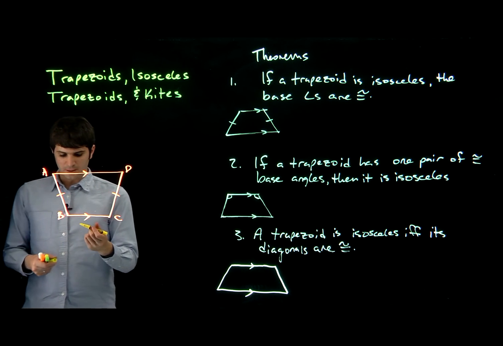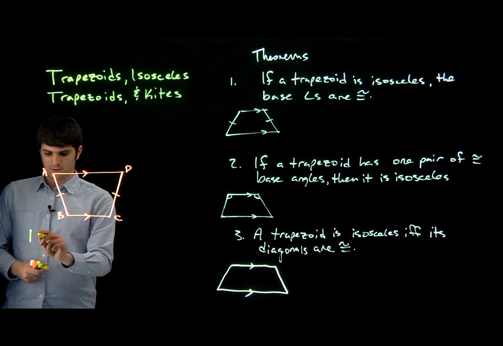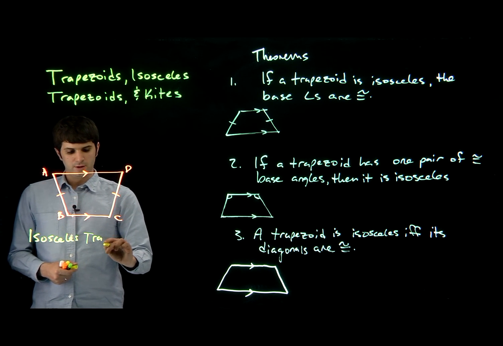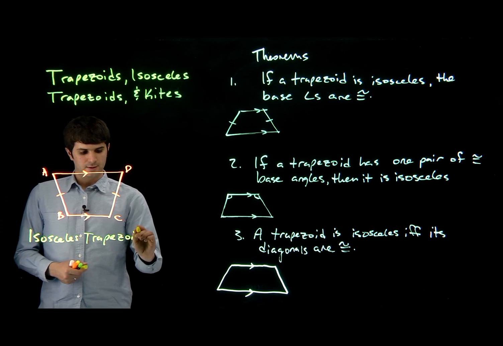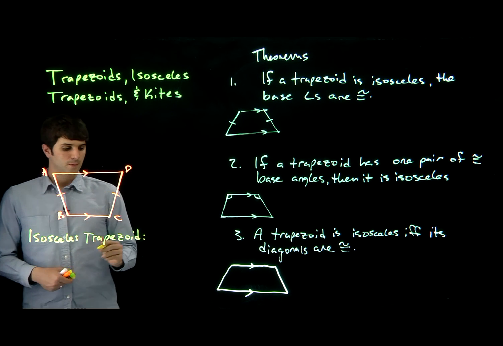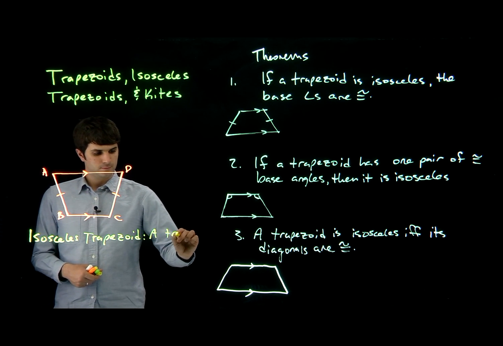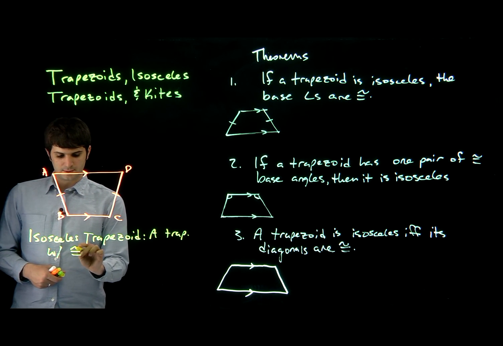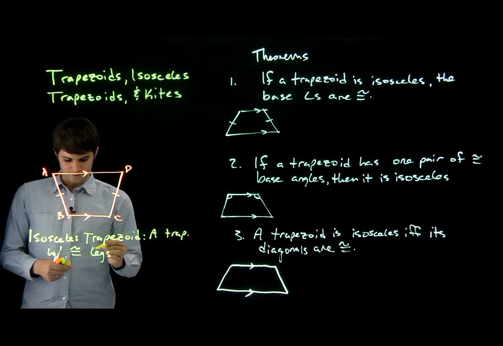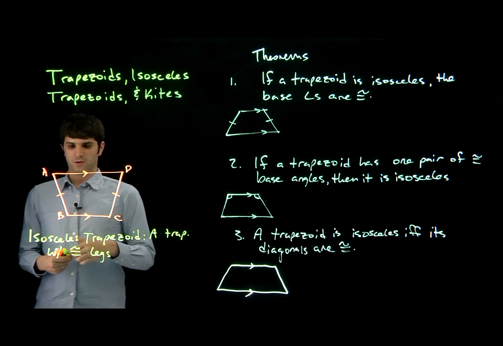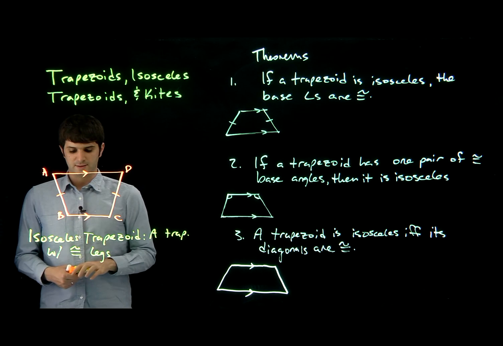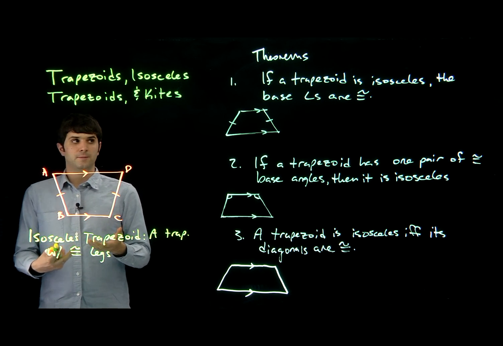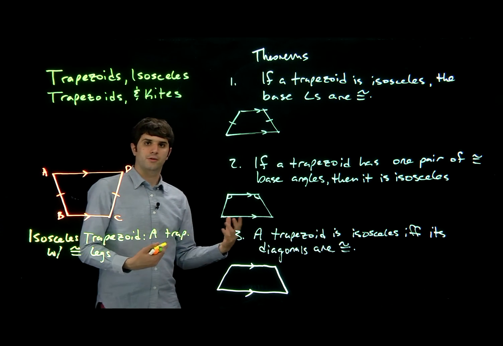And so we have a special type of trapezoid. It's called an isosceles trapezoid. And you can think about what that probably means. Just like an isosceles triangle, this is a trapezoid with congruent legs. Okay, a trapezoid with congruent legs. So if these two legs are congruent, we say it is an isosceles trapezoid. So that's the definition. There are a few different properties here, or theorems, all right?